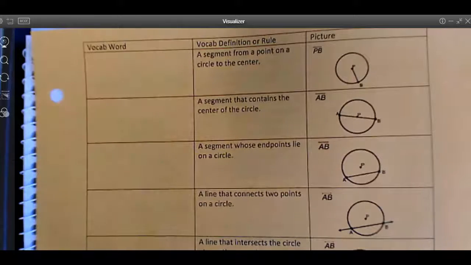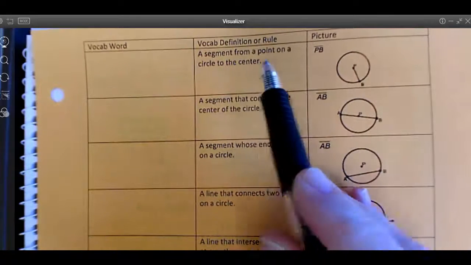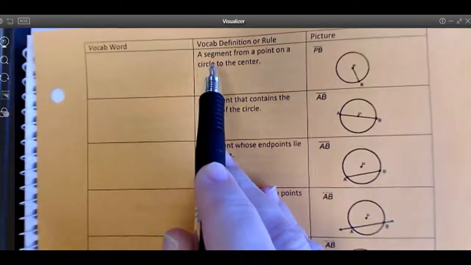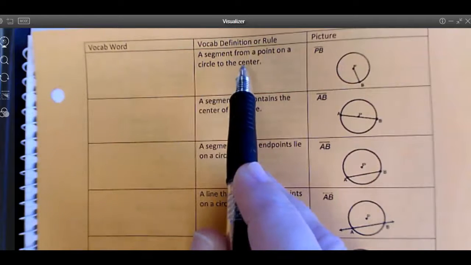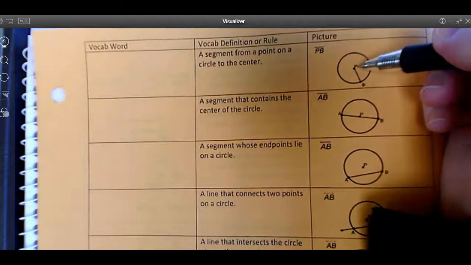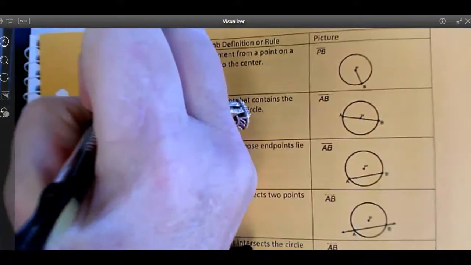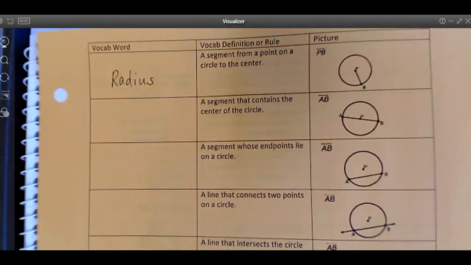Okay, so some of the vocabulary you're going to recognize pretty quickly. There is a definition and then a picture. Sometimes the picture will be really helpful. The first one says a segment from the point on the circle to the center. Alright, so it's talking about here's the center, any point on the circle we can draw it. This is called the radius, because it goes from the center to any point on the circle.